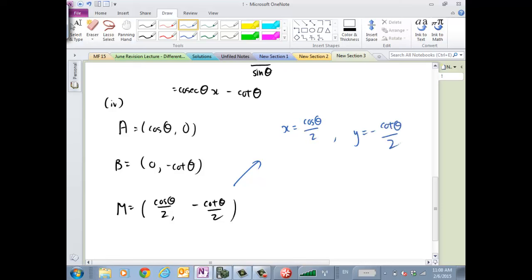Can be done. Because after I find this midpoint, the x coordinate is cosine theta over 2, the y coordinate is minus cotangent theta over 2. Make sense? But the thing is, I want a Cartesian equation. At the end of the day, that equation must only contain what? X and y. So there's one thing I need to remove, right? What is the thing that I need to remove? Theta. Make sense?